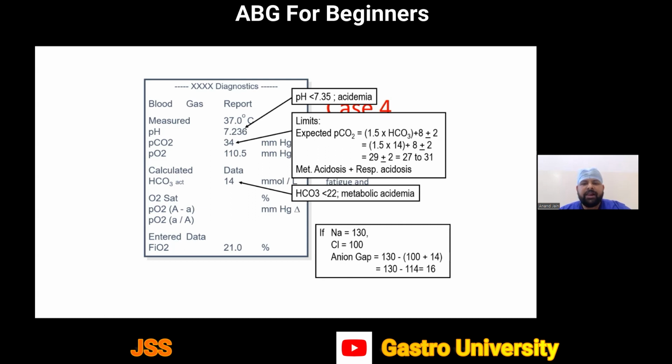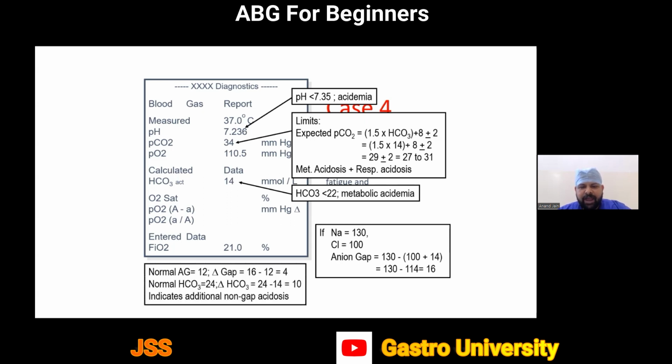Then comes the calculation. If it is metabolic acidosis, we have to understand whether it is a high anion gap, low anion gap, or normal anion gap metabolic acidosis. So we will check for sodium and chloride, and the value of sodium is 130 and chloride is 100. So we will calculate the anion gap. That is going to be 130 minus 100 plus 14, that is the bicarb which we have got from the ABG. So the anion gap is 130 minus 114, and again it is more than 12. So this is going to be a high anion gap metabolic acidosis.